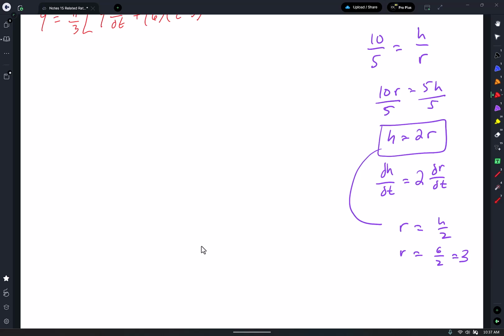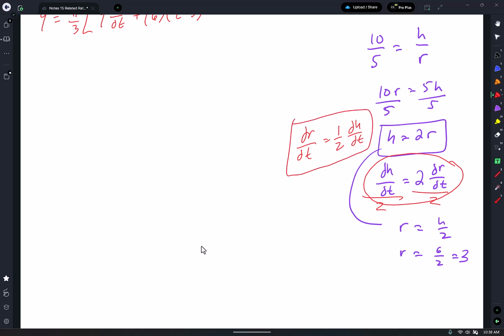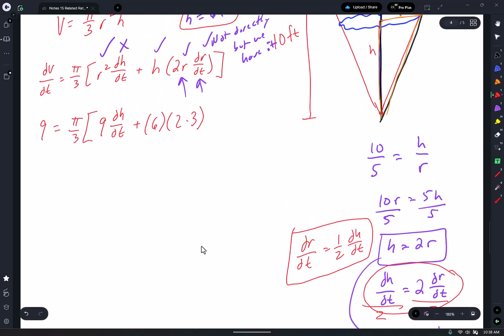Here's what we're going to do for that one, guys. We should have stopped for dr/dt. No big deal. To get dr/dt by itself, we just divide by 2, right? So dr/dt is equal to 1/2 dh/dt. That's what it means to divide by 2. Make sure we know that, guys. Dividing by 2 means the same thing as multiplying by half. That's what I'm plugging in. So I'm going to go times 1/2 dh/dt.